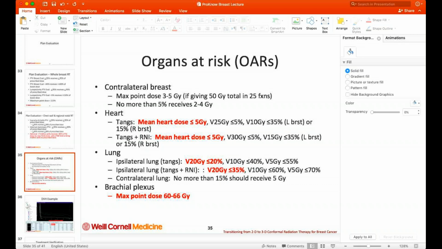So there was no difference actually in terms of cosmesis. Other studies have actually found that hypofractionation may have a lower rate of side effects like dermatitis and improved quality of life. So some studies have found that hypofractionation can improve quality of life compared to long-term, like 5 weeks of treatment.